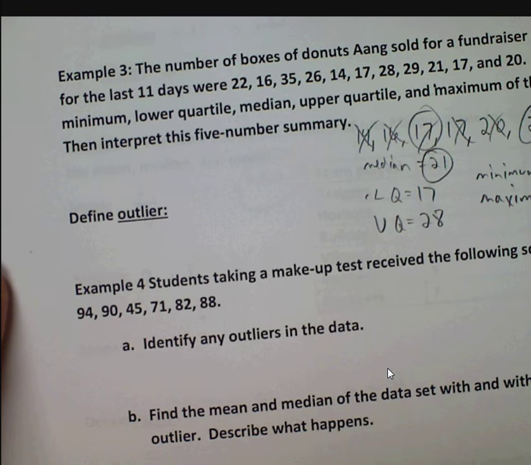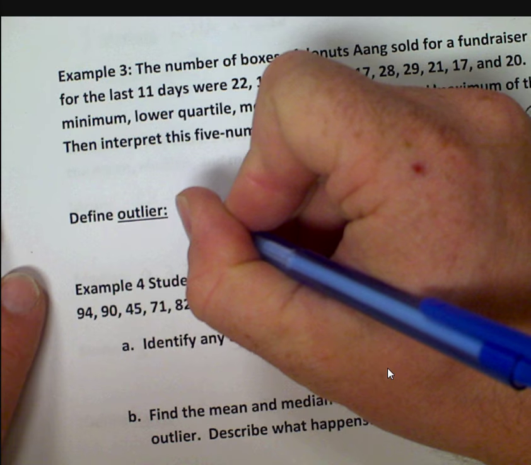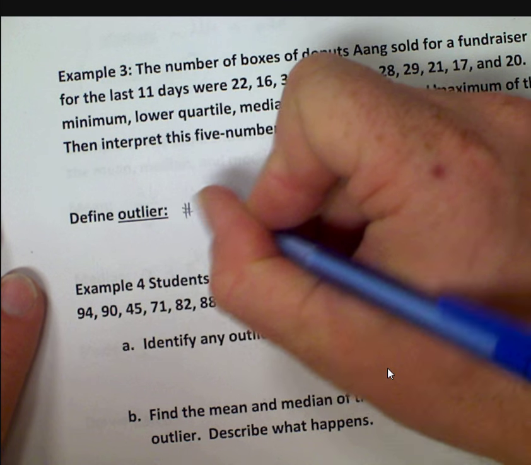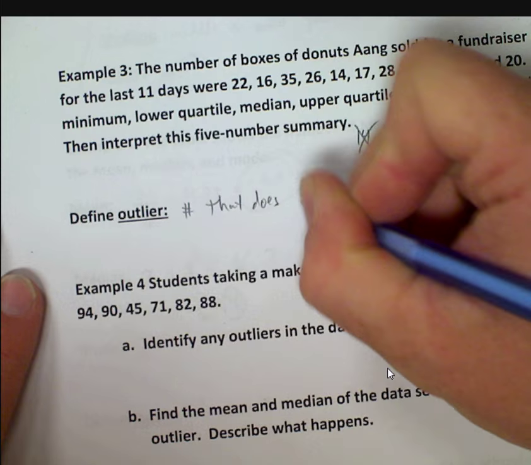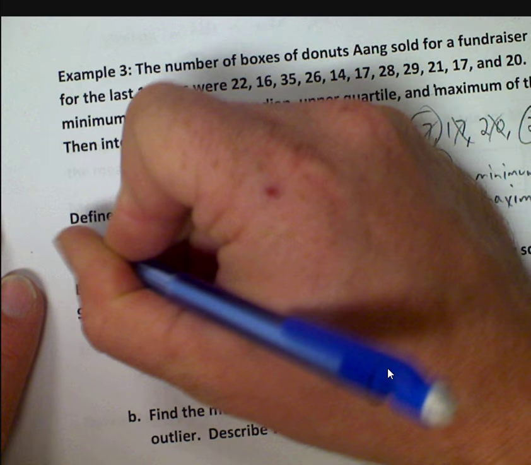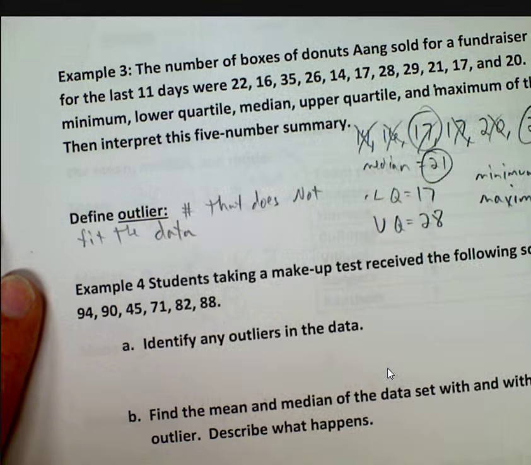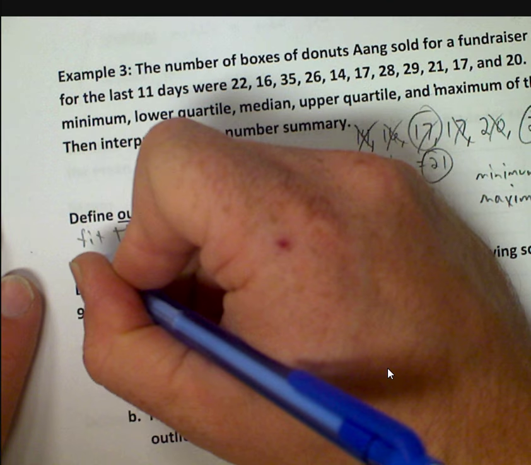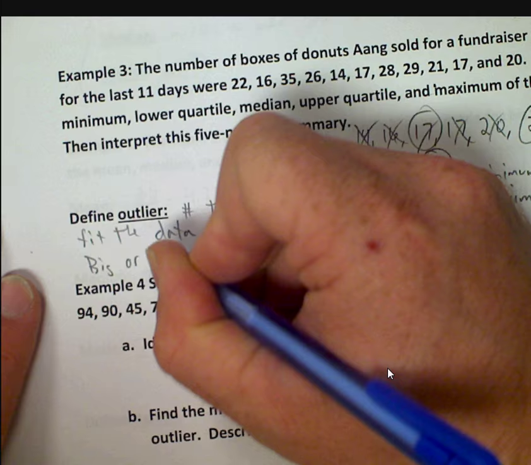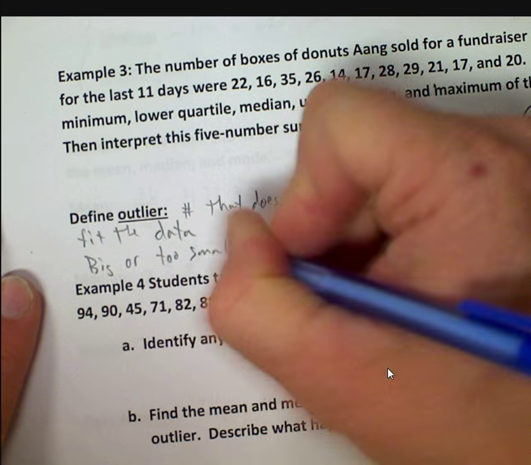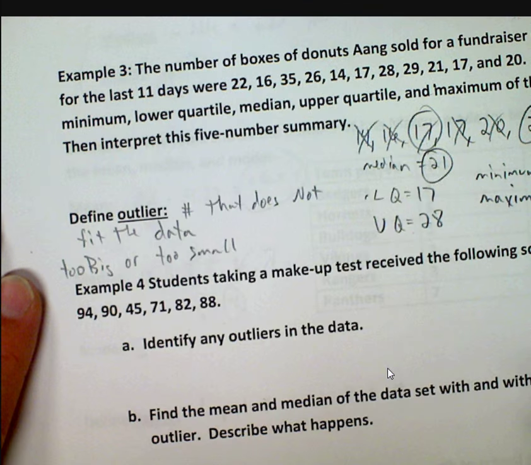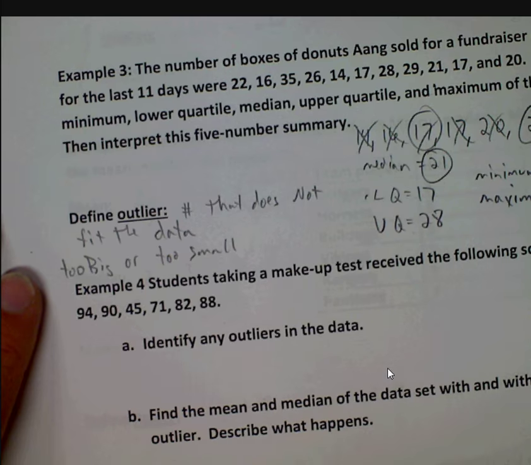Let's go ahead and define outlier. An outlier is a number that does not fit the data. It's whenever the number's too big or too small.